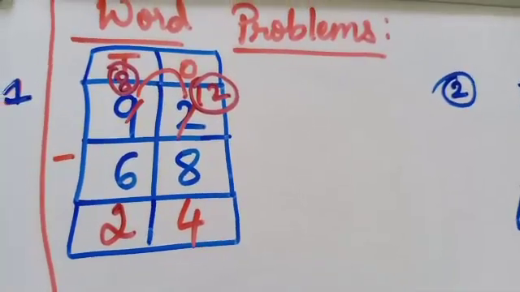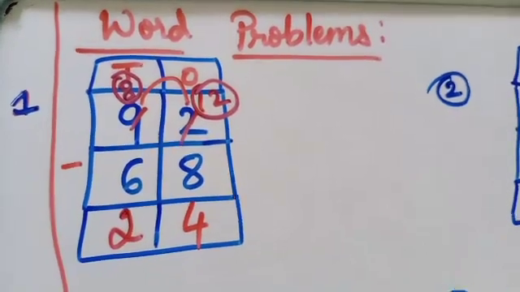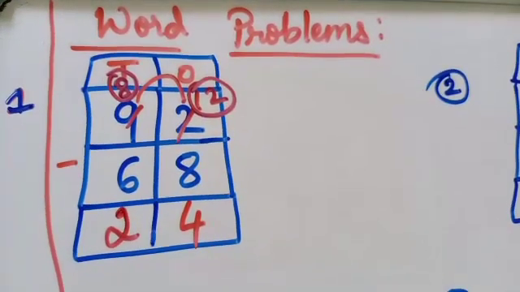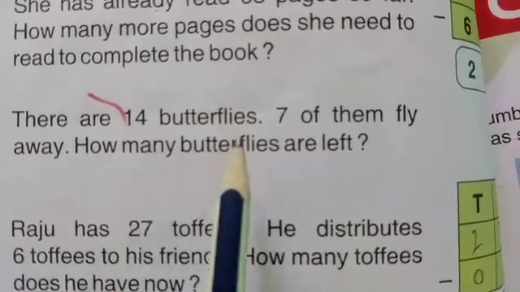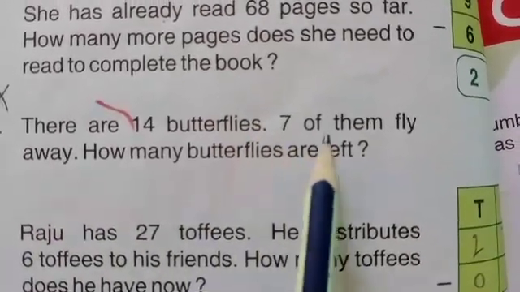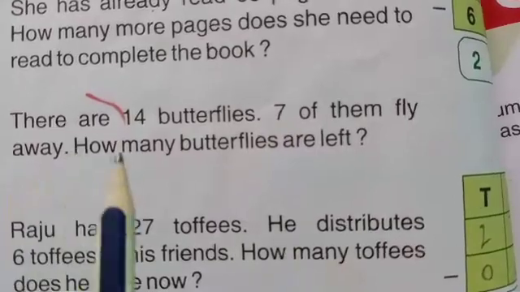Okay? Yes. Let's go to the second question. The second question is, there are 14 butterflies. 7 of them fly away. How many butterflies are left?